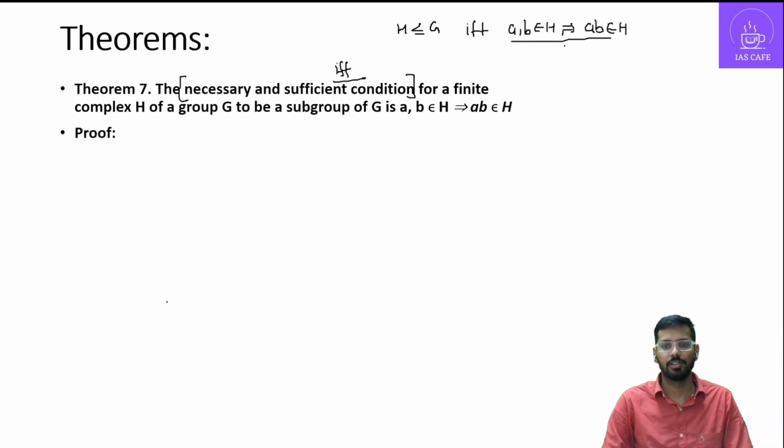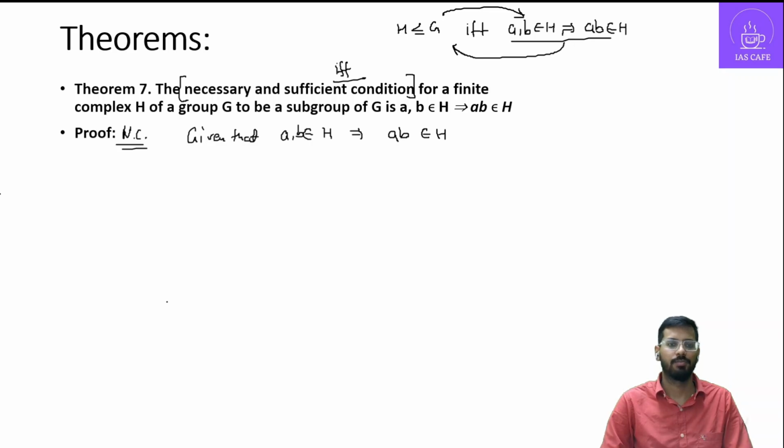So first we assume that this is true, then we will prove H is a subgroup of G. Then we will take H is a subgroup of G, then we will prove this. So first is the necessary condition. Given that a and b belong to H, that implies ab belongs to H. So first we will check closure. Closure is already given. If a and b belong to H, that implies ab belongs to H. Okay, that is given.